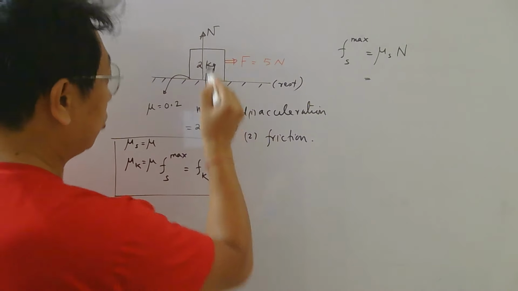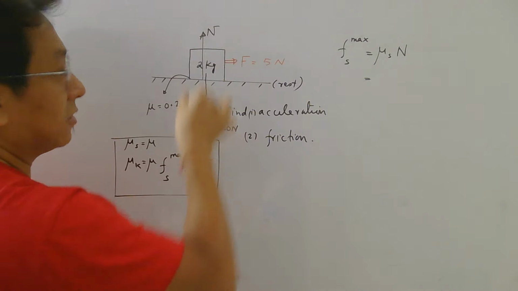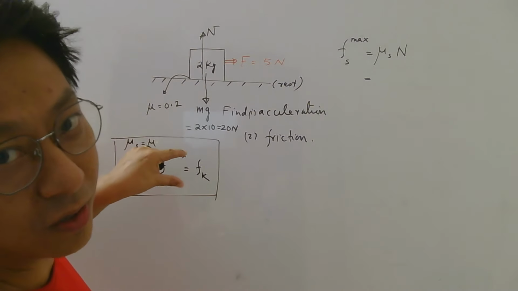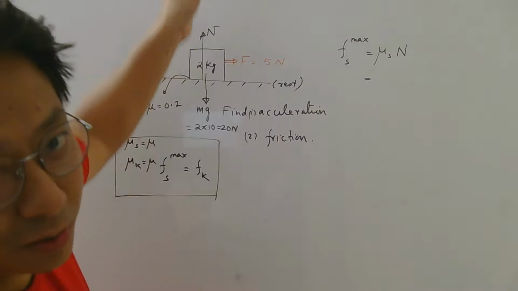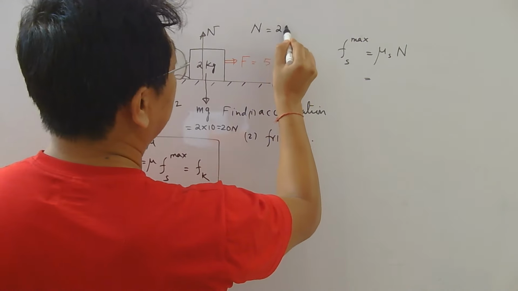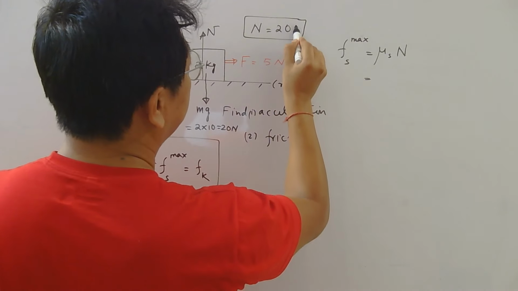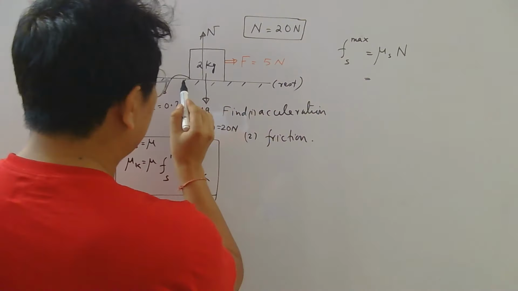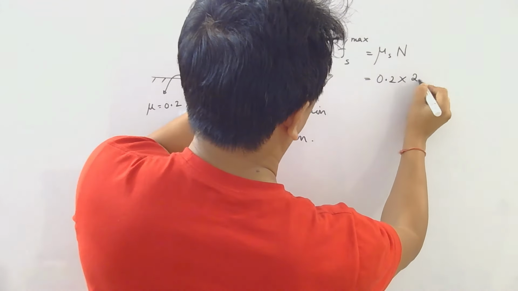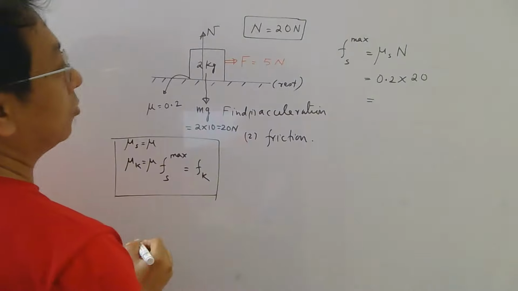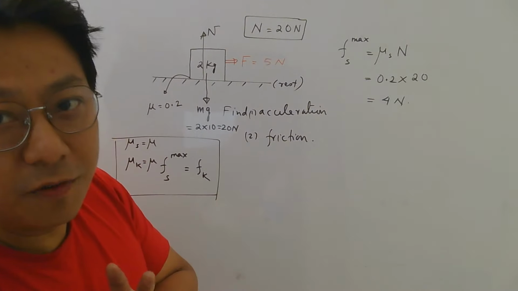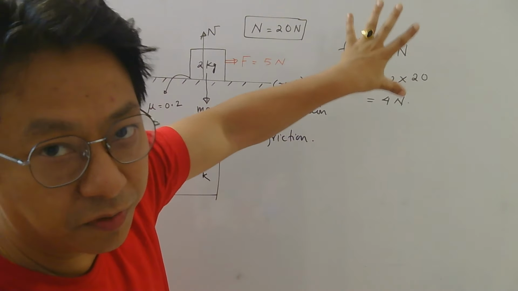So normal force should balance 20 Newton in this direction, because we know this block is not going to accelerate up or down. So total force in y-axis should be 0. So normal force should balance mg, which is 20 Newton. What is mu at this surface? 0.2. What is normal? 20. So this will be 0.2 into 20 will be 4 Newton. Right? So the first thing you have to do is calculate the maximum static friction.